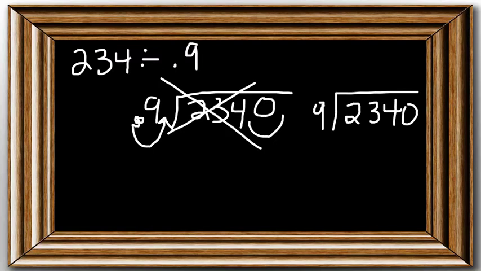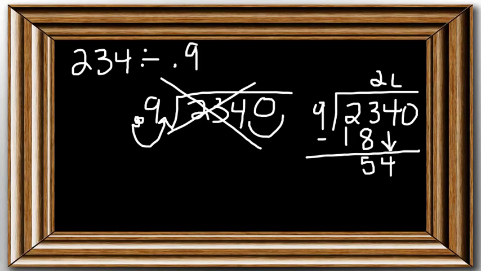So now I can solve it like a normal problem. And I can say that 2 times would give me 18. Then that would be 5, bring down the 4. 9 goes into 54 6 times. Bring down the 0, and it's 0. So my answer is 260.